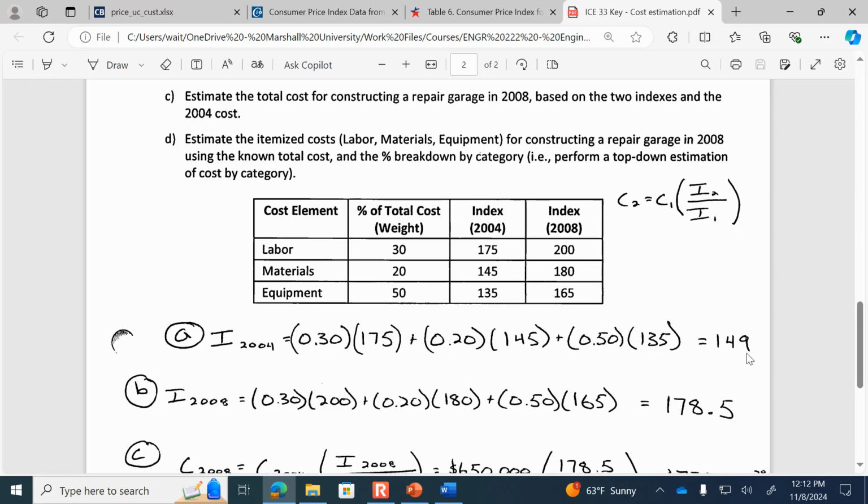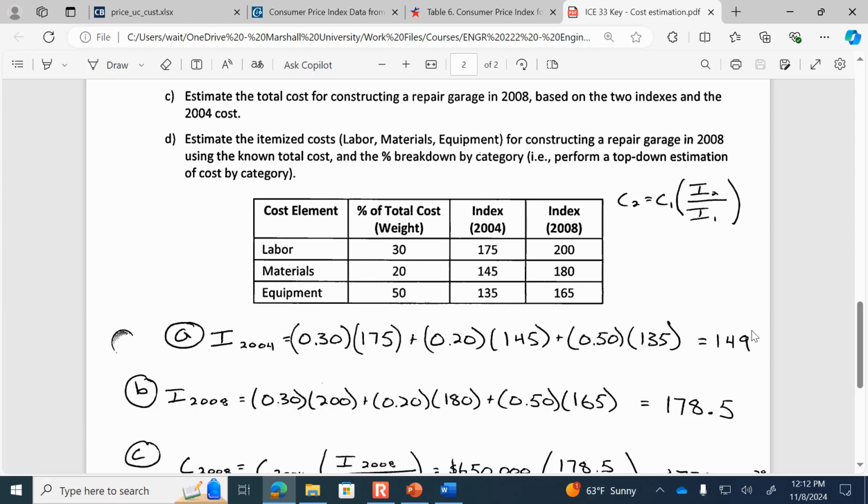And if we assume that the same weights are going to exist in 2024, then the updated index would be 178.5. So that's the updated index for 2024.